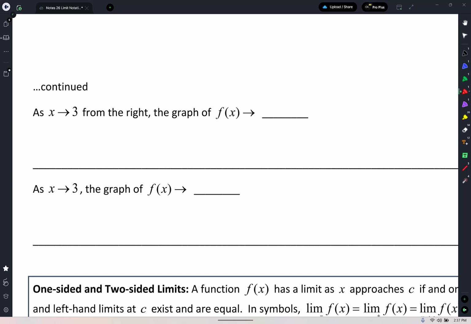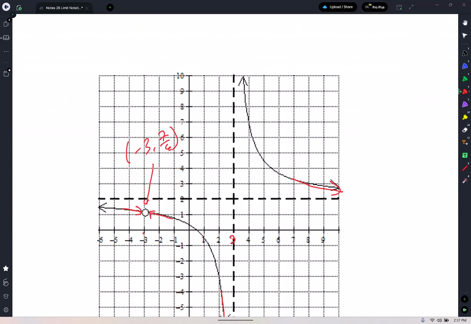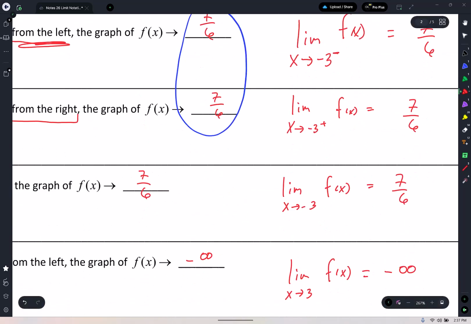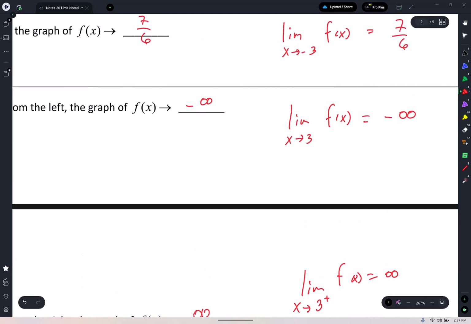Continued, as x approaches 3 from the right, the graph of f of x. Okay, well, let me go to the graph. Here's 3. Here's x equals 3. Yep, as I approach 3 from the right, I'm approaching positive infinity. So limit as x approaches 3 from the right of f of x equals positive infinity.